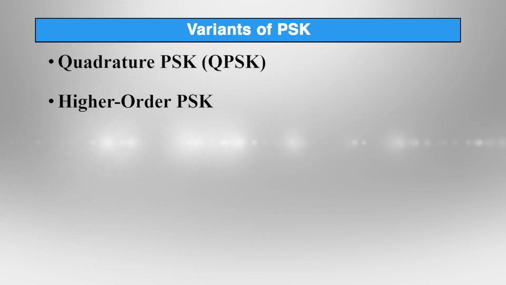Variants of PSK: Quadrature phase shift keying, QPSK. QPSK uses 4 phase angles to represent 2 bits per symbol, effectively doubling the data rate compared to BPSK. Higher order PSK techniques such as 8-PSK and 16-PSK use more phase angles to represent multiple bits per symbol, achieving higher data rates but with increased sensitivity to phase noise.